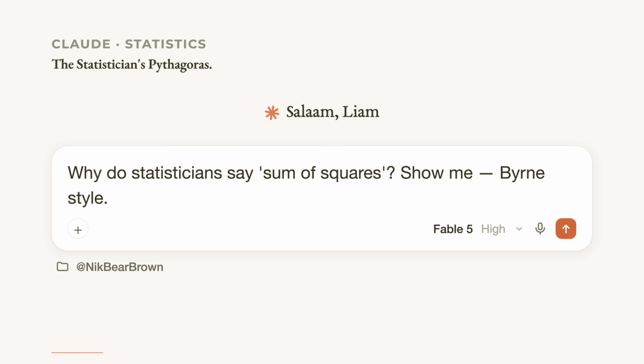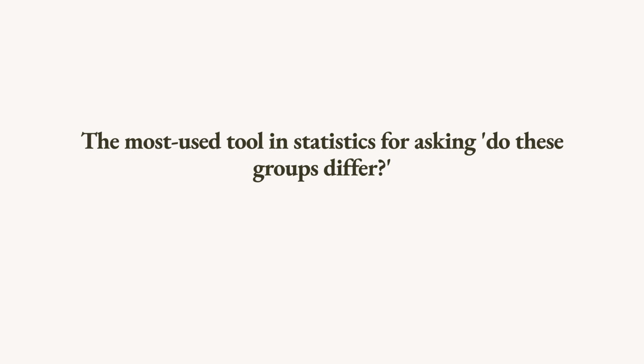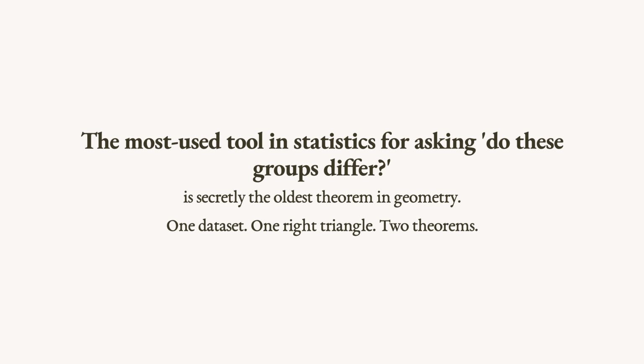Why do statisticians say sum of squares? The most used tool in statistics for asking do these groups really differ is secretly the oldest theorem in geometry. We're going to watch a small dataset build the Pythagorean theorem and then see two famous results, ANOVA and the bias-variance trade-off, fall out of one picture.